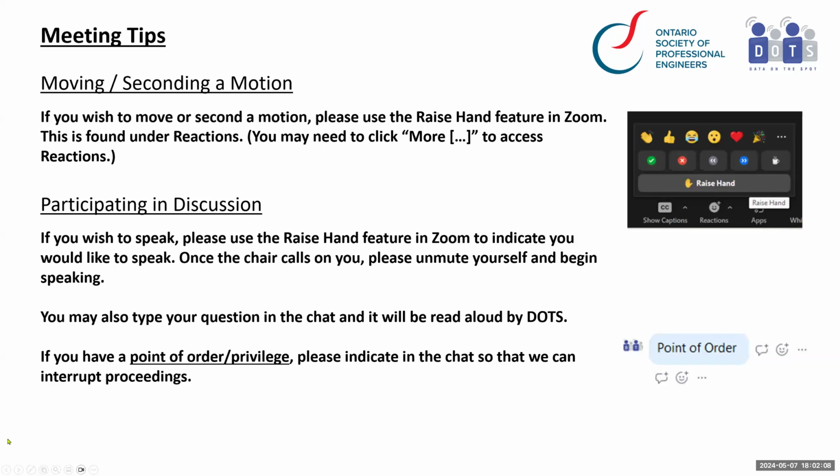In terms of the meeting, when you're moving or seconding a motion, please use the raise hand feature in Zoom. This is found under reactions. You may need to click the more button to access reactions. As well, for participating in discussion, please use that same raise hand feature to indicate that you would like to speak. Once the chair calls on you, please unmute yourself and you will be able to begin speaking at that point. You can also type your question in the chat and it will be read aloud by Dots. And if you have a point of order or privilege, please indicate that in the chat so that we can interrupt the proceedings.